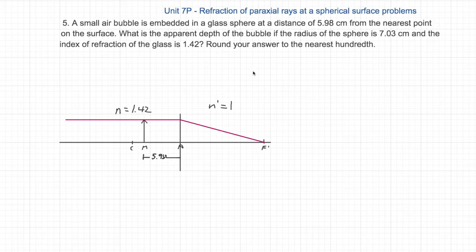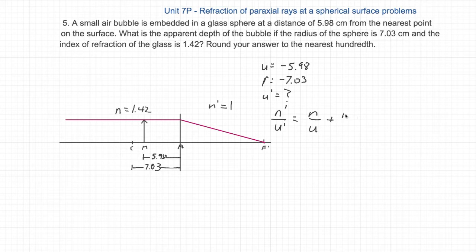So we're given that the object distance is 5.98. U equals negative 5.98, measured from A to M, right to left. We're given the radius is 7.03, and it's equal to negative 7.03, again measured from A to C, right to left, and we're looking for U prime. So again, we plug it into our familiar formula, n prime over u prime equals n over u plus n prime minus n over R.